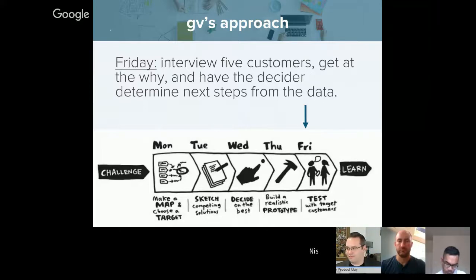The way they do this is they split up their own team into a few people who are running the customer interviews, and then a few people who are kind of behind either a one-way screen or watching a webcast of the user interview.